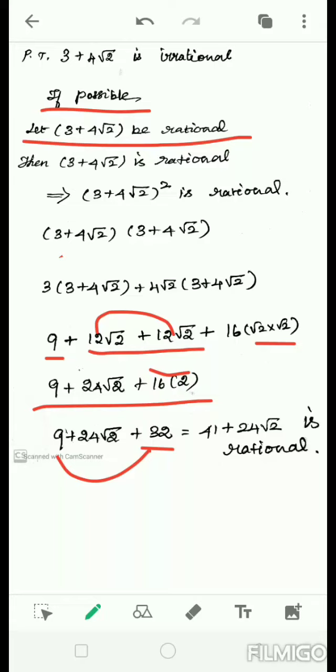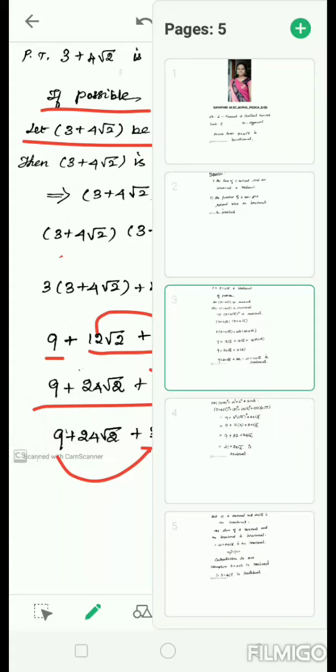Then you add 9 plus 32, it is 41 plus 24 root 2, and this is actually, by the assumption, rational. So after solving the square, we have reached the step: 41 plus 24 root 2 is rational. Okay, actually I have solved this, but I am still not concluding my answer. The same problem you can solve with another method also.